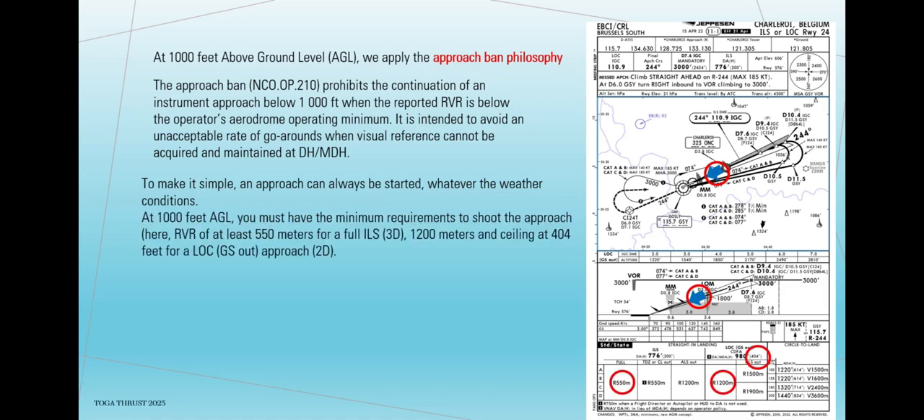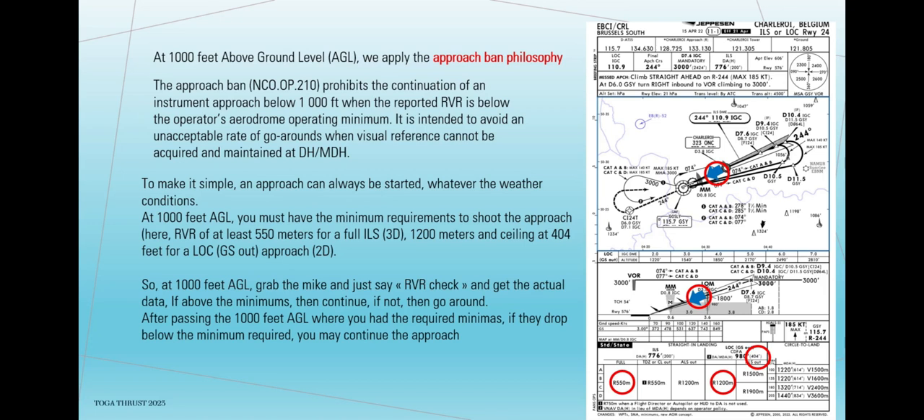At 1,000 feet AGL, you must have the minimum requirements to shoot the approach. Here, RVR of at least 550 meters for a full ILS, 3D; 1,200 meters and ceiling at 404 feet for a Loc, glide slope out approach, 2D. So, at 1,000 feet AGL, grab the mic and just say, RVR check, and get the actual data. If above the minimums, then continue, if not, then go around. After passing the 1,000 feet AGL where you had the required minimas, if they drop below the minimum required, you may continue the approach.